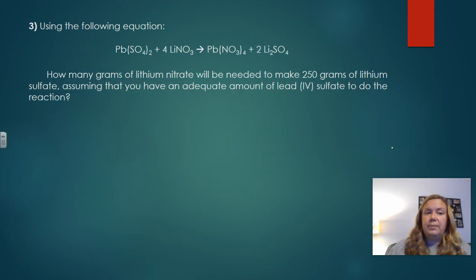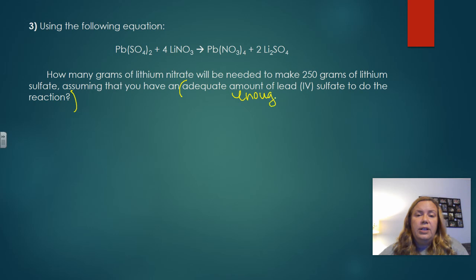Let's take a look at number 3. Now we have lead 2 sulfate plus 4 moles of lithium nitrate yields 1 mole of lead 4 nitrate, sorry, the other one was lead 4, plus 2 moles of lithium sulfate. So what we want to know is how many grams of lithium nitrate will be needed to make 250 grams of lithium sulfate, assuming you have an adequate amount of lead 4 sulfate to do the reaction. Again, that's just saying, hey, you've got enough. You don't need to worry about having too much right now, okay?